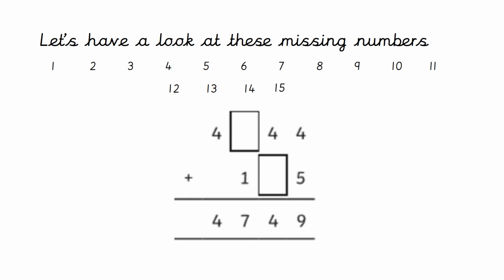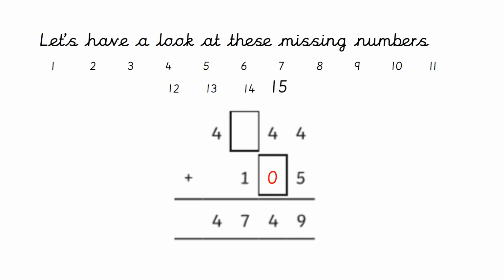So then we move to our tens column. We've got 4 add something equals 4. Okay, so we've already got 4. So we could potentially put a 0 in that space there. So let's try it with a 0. Okay, so we've got 4 add 0 is 4.